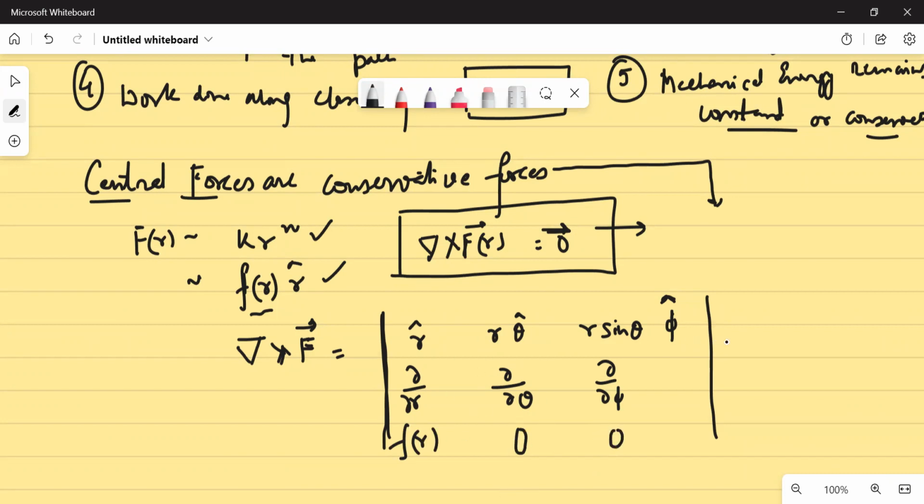Now here you can clearly see, if you want to find this curl, you will ultimately get this answer as 0. So overall, understand that whether you write f of r or whether you write k r to the power n, you just find this determinant and you will find that this is 0. Is that clear to you? Just take this determinant. I know this is quite easy for you. You do it on your own. Understand this is not a function of theta and phi, it is only a function of r.